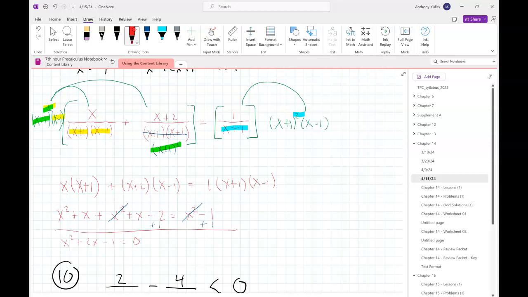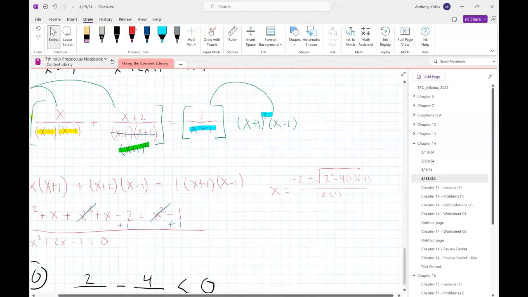What that means is that this is not going to be factorable. But that's not a problem, because what can we still use? Quadratic formula. So x equals -b plus or minus square root b squared minus 4ac all over 2a.